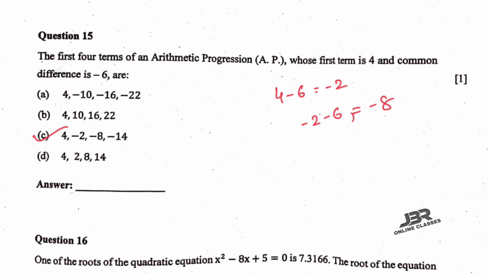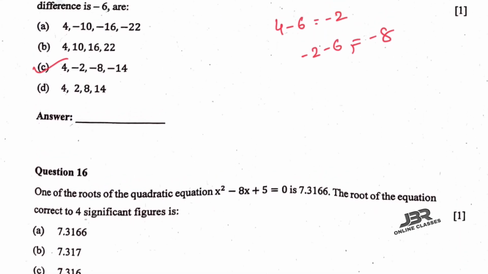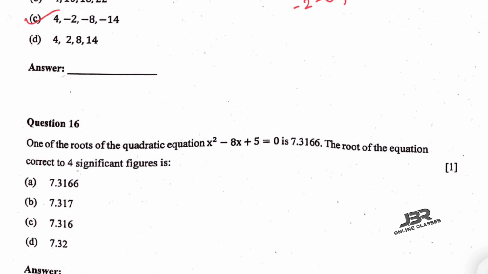So in this way you can find out the answer. Now next one, number 16. One root of the quadratic equation x square minus 5x plus 5 equal to 0 is 7.3166. Then the root of the equation correct to four significant figures will be 7.317. That will be your answer.